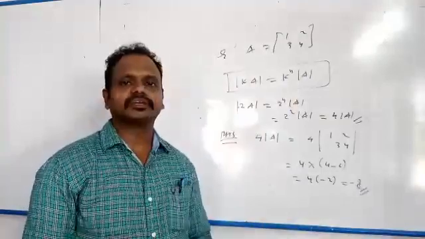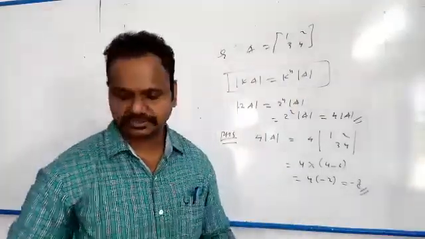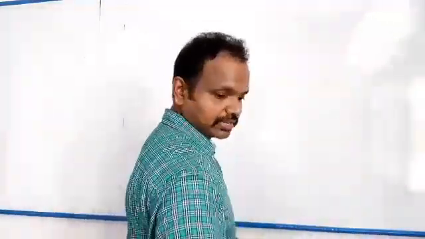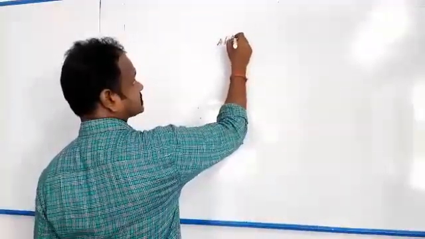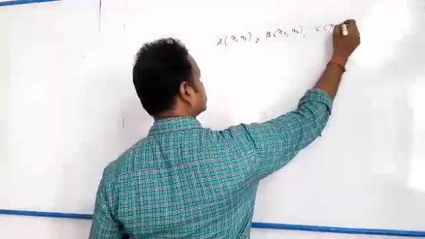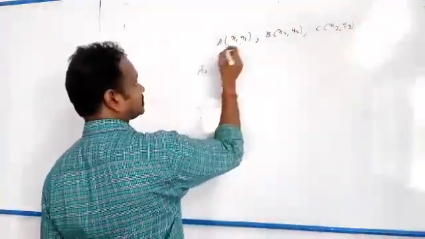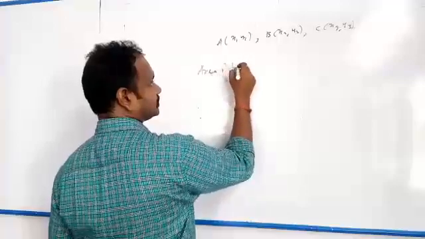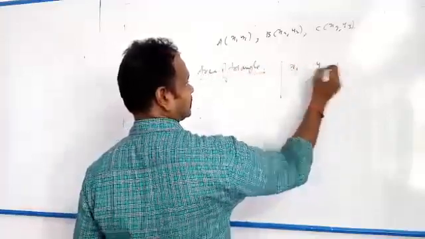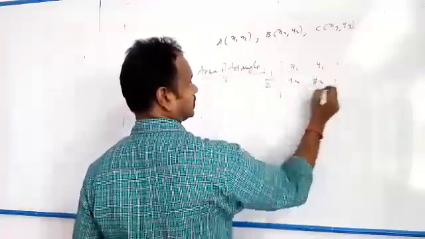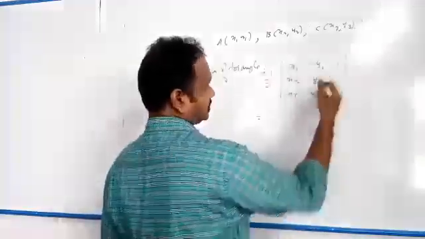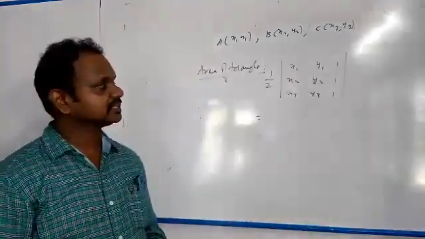Next we will discuss how we can find the area of any triangle by using determinants. Suppose you are given the vertices of a triangle A as x1 y1, B as x2 y2, and C as x3 y3. So what is the area of the triangle? Area of the triangle is given by determinant of x1 y1 1, x2 y2 1, x3 y3 1. If you expand this one, you will get the result that you learned in class 10.